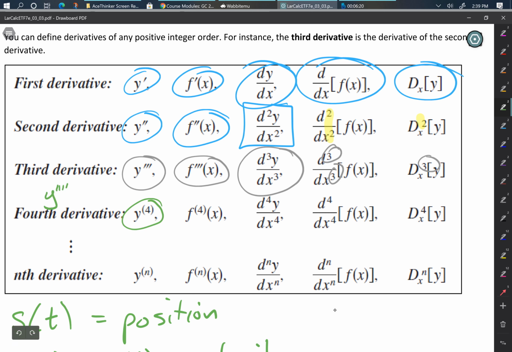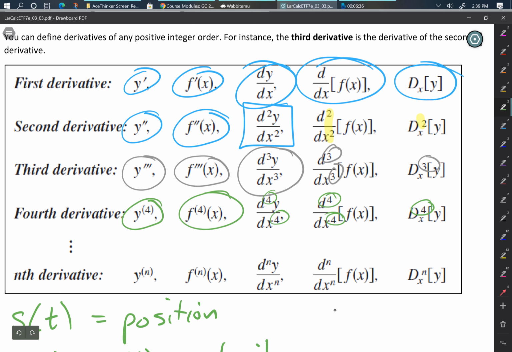1, 2, 3, 4 apostrophes, it just gets too many. So the people who make these decisions, I don't know who that is, they decide to use this different notation. Again, that mirrors the notation here, as well as here and here.